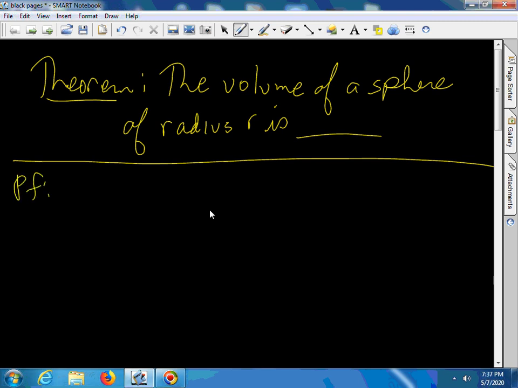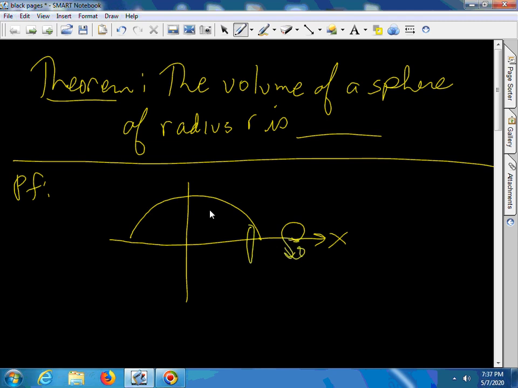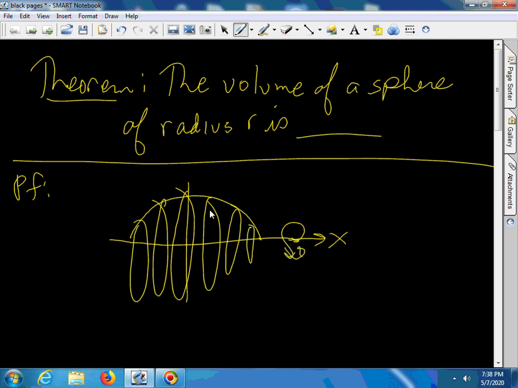So, if you take your semicircle and you rotate it around the x-axis, you are going to get a sphere. Okay, this is going to be a sphere.